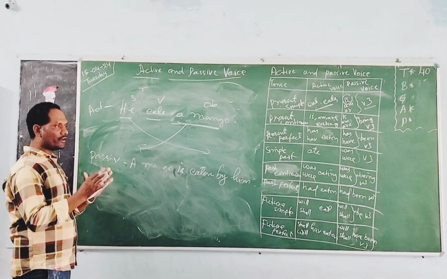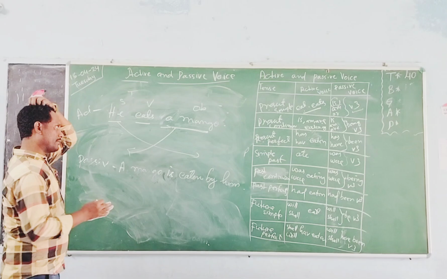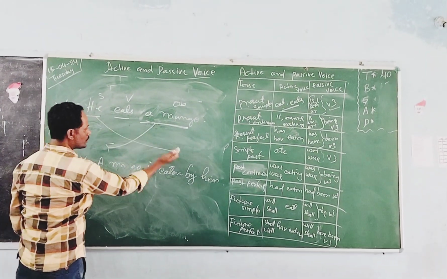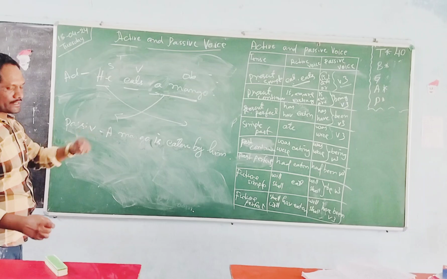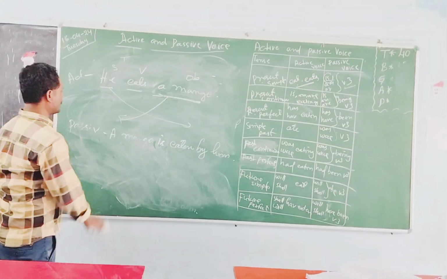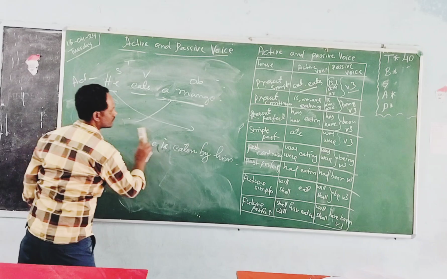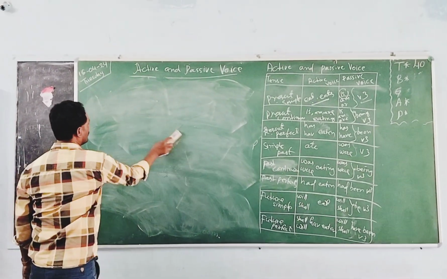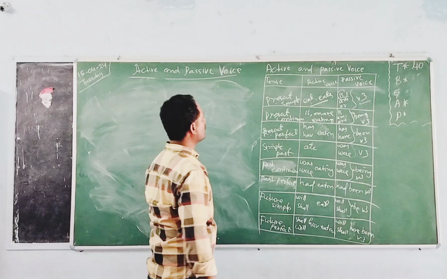Understood? Always passive voice starts with the object. Object will come to the subject place. Subject will go to the object place. This is the present simple. Let me start with the present continuous.